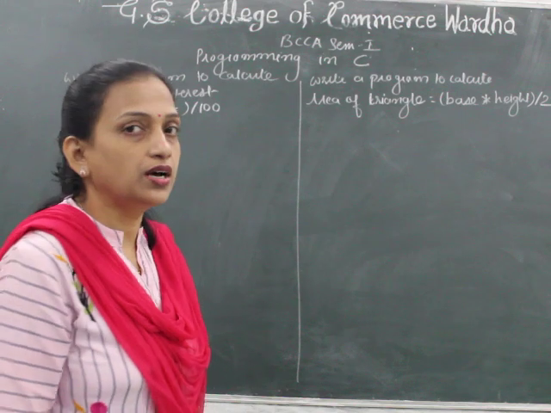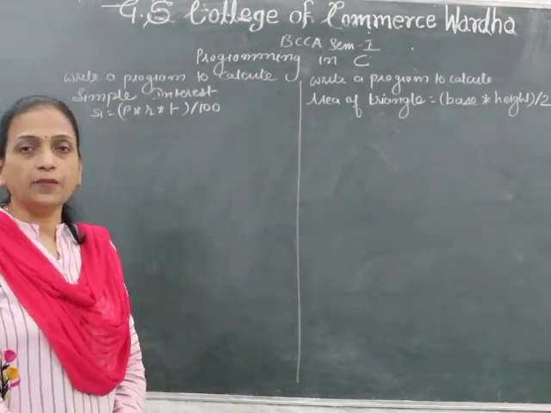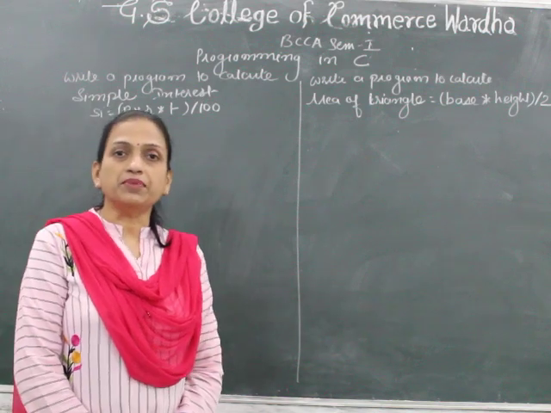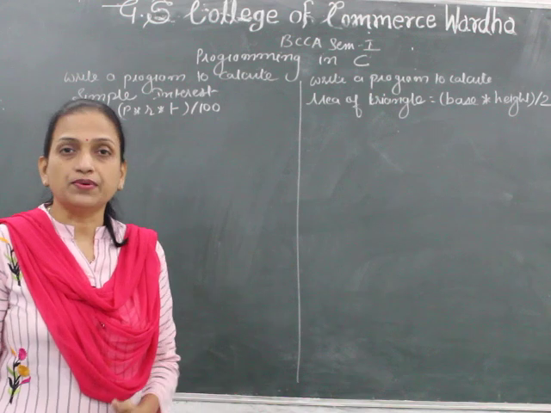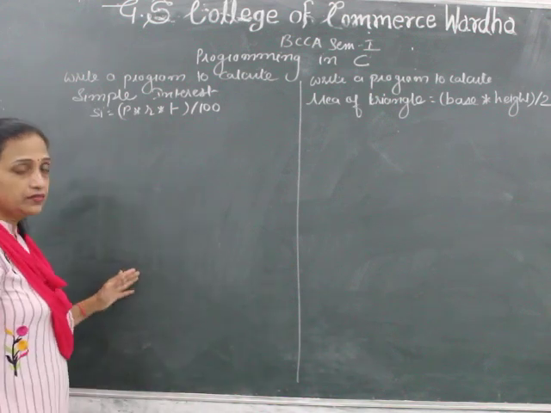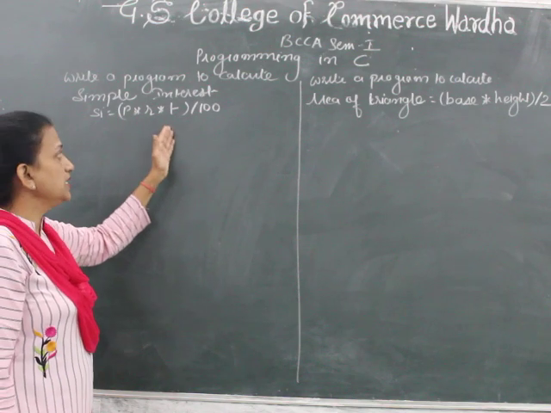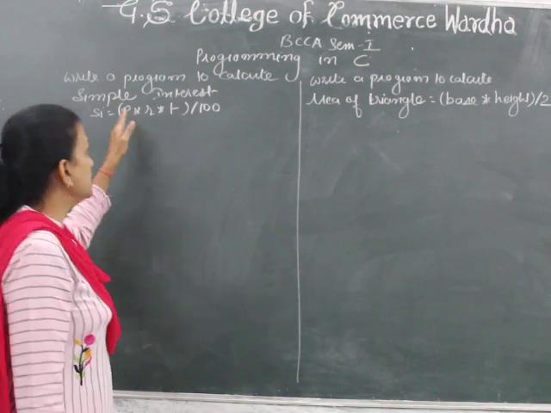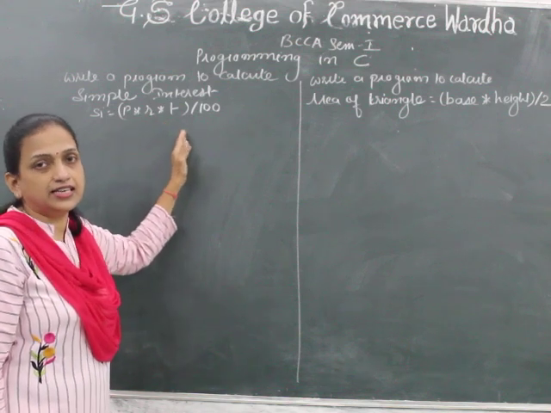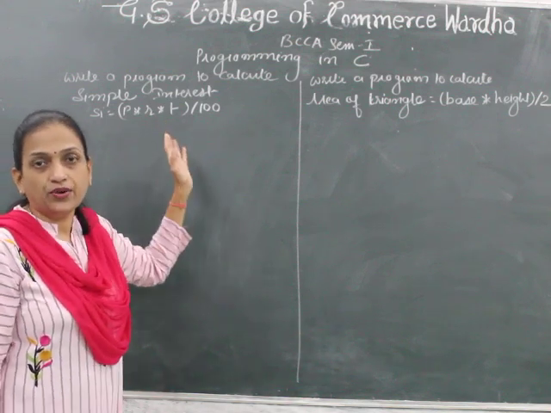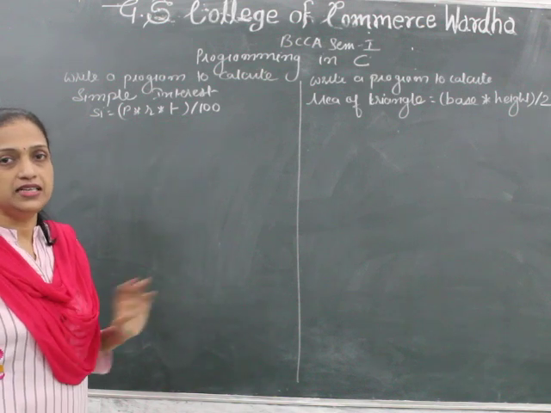Today we are going to learn a program to calculate the simple interest. So how do you calculate the simple interest using C programming? Now see, the formula of simple interest is P into R into T divided by 100. P is for principal amount, R is for rate of interest and T is for time period. So here we are going to calculate the simple interest.